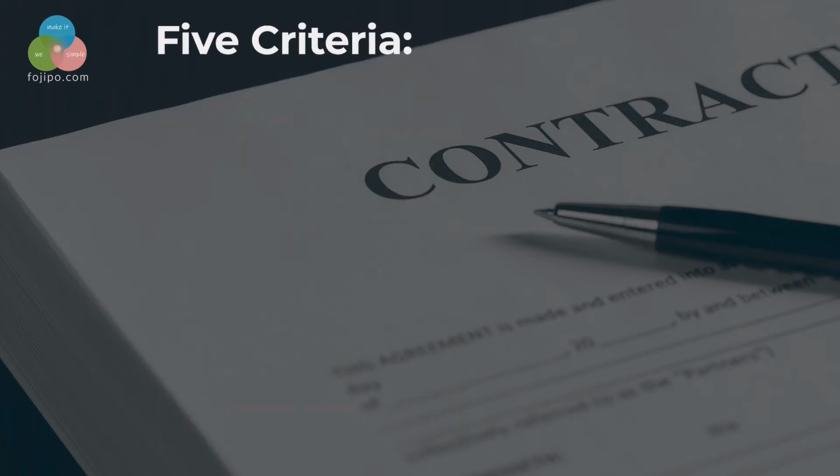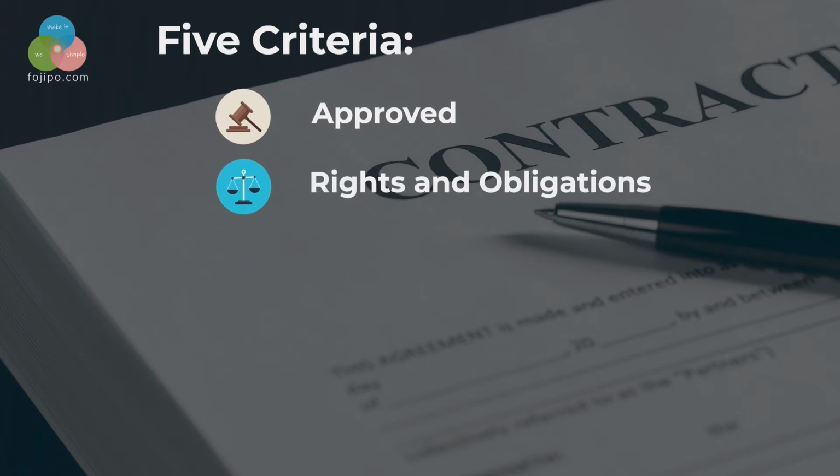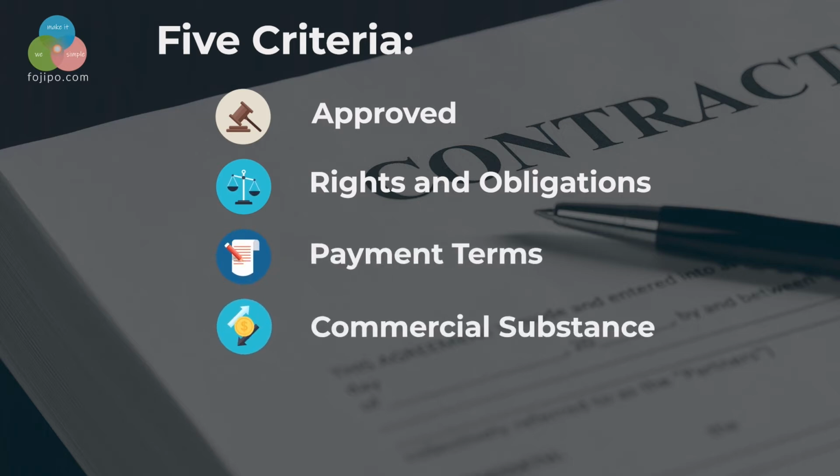For a contract to exist, it must satisfy the following 5 criteria. A contract must be approved. A contract can be approved either in writing or orally or in accordance with business practices. Usually, contracts are approved in writing. Rights and obligations are identified. Payment terms are identified. The contract must have commercial substance.